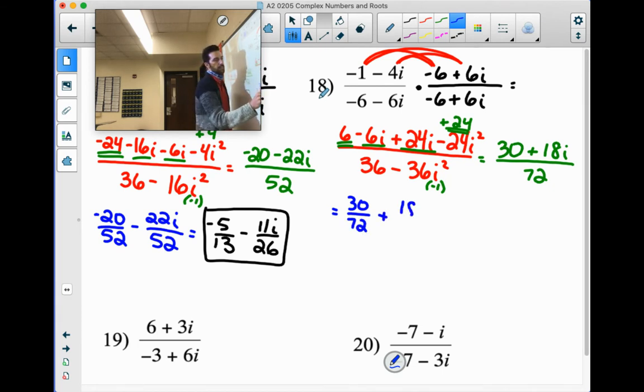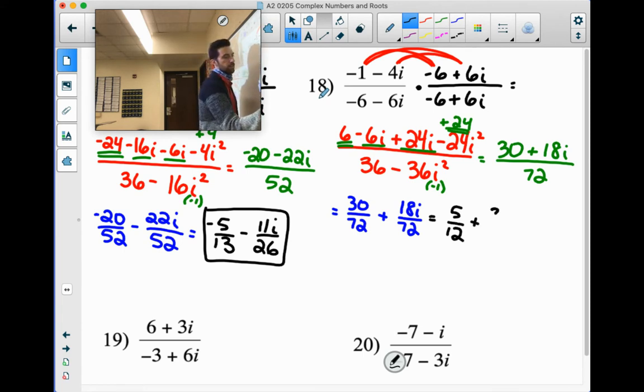and 18i over 72. So 30 and 72 are both divisible by 6. 6 goes into 30 5 times. 6 goes into 72 12 times. These are also divisible by 6. 6 goes into 18 3 times, and 72 12 times. But if you look, 3 still goes into 3 and 12.